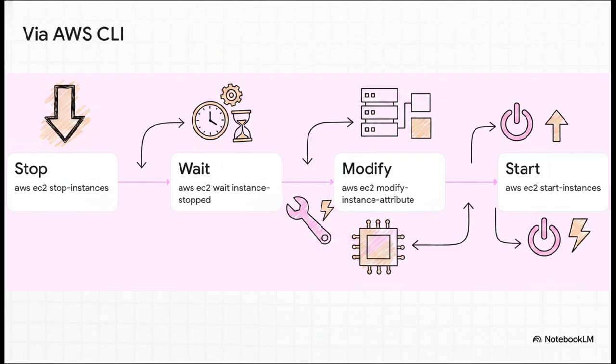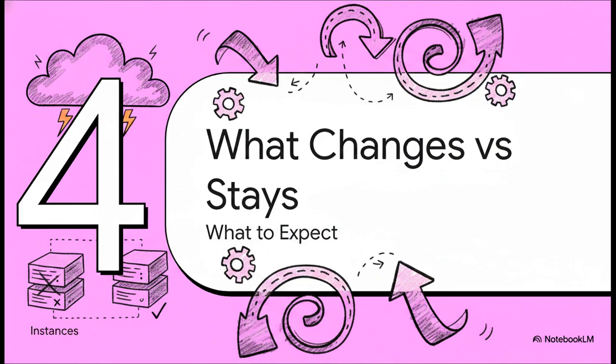Step 2 is the actual change. You run aws ec2 modify-instance-attribute, passing in your instance ID and the new instance type value. And finally, step 3, you run aws ec2 start-instances, followed up by the wait instance-running command. Boom, done. Moving right along to section 4, what changes and what stays.